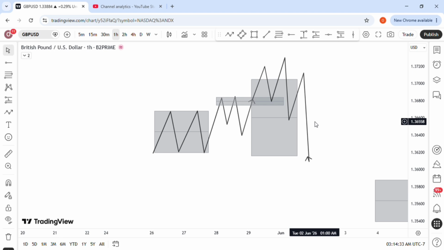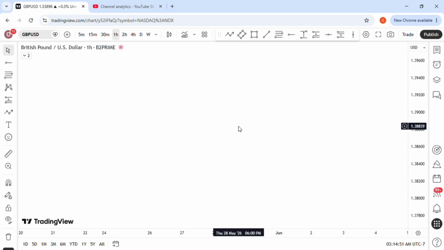Do you understand? So, the key point in this particular scenario is that the setup and everything should form inside our London kill zone, inside the particular zone, inside this zone. This is scenario A, which is a failure. I'll show you scenario B.